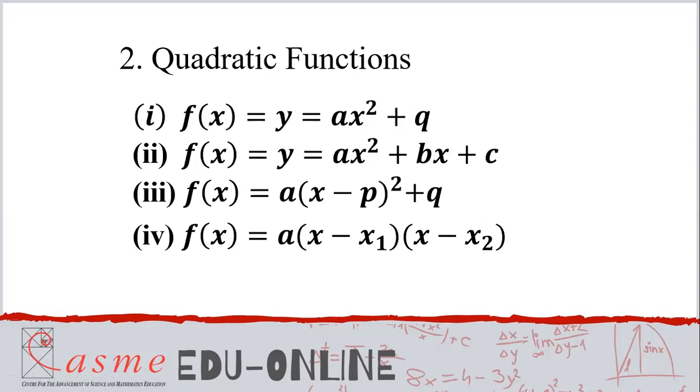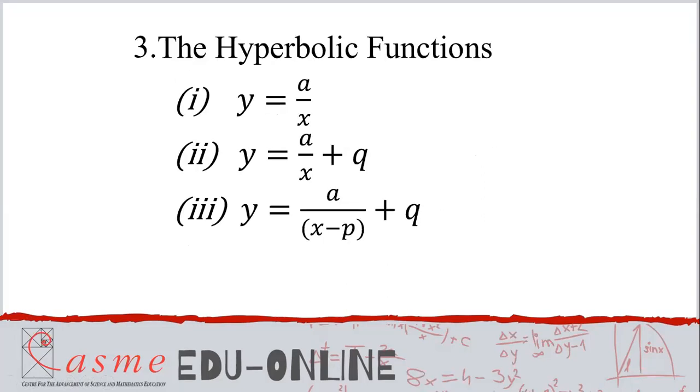Let me just look at the third one. The third one is the hyperbolic function. The mother hyperbolic function is y equal to a over x. Then the sister functions will be y equal to a over x plus q, and the third one is y equal to a over x minus p plus q. So we'll see how these vary when we embark on the GeoGebra.